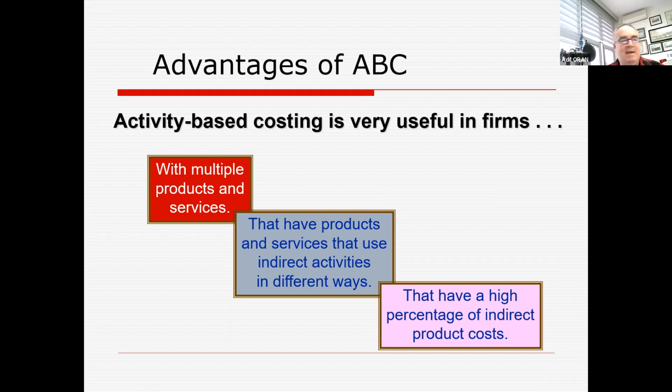You need to use ABC when you have a number of different products and services that you're producing and selling, and especially if the technology or the approaches that you're using in producing these are significantly different. For example, one uses a lot of manual labor, the other uses an automated system; everything is done by hand, the other uses high technology, and so on. So this can create a lot of problems. And also, if your manufacturing overhead is very small compared to your total cost, again, it doesn't make a lot of sense to do this. So products and services that use indirect activities in different ways, like direct labor hours or machinery hours and so on, that have a high percentage of indirect product costs. In these cases, yes, using ABC may be beneficial.